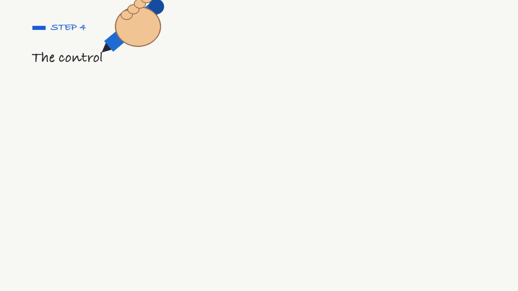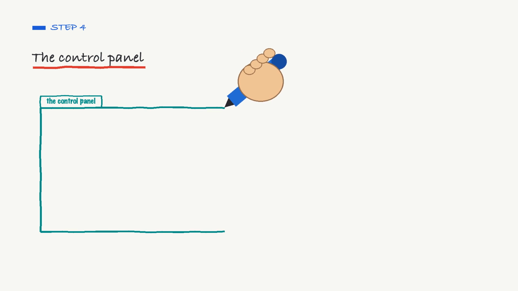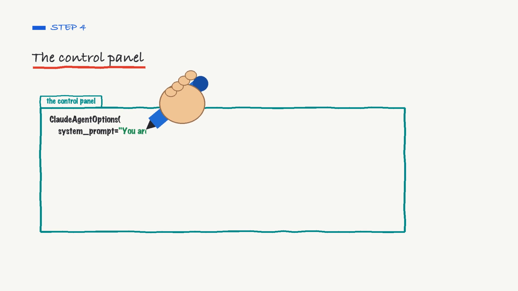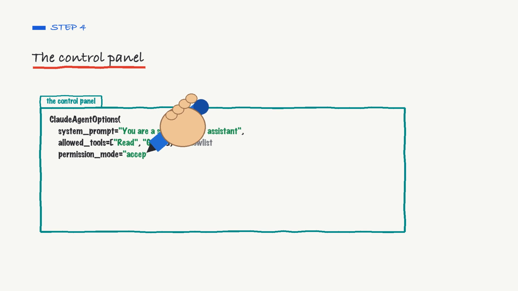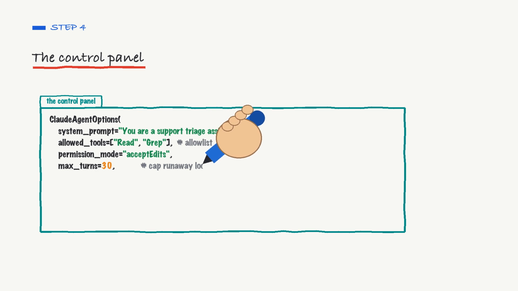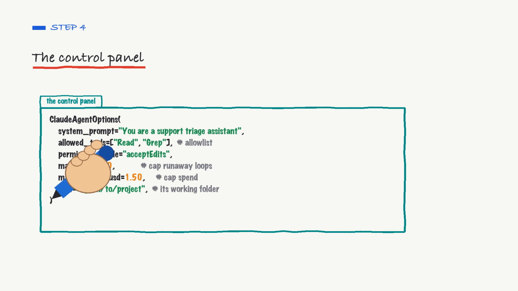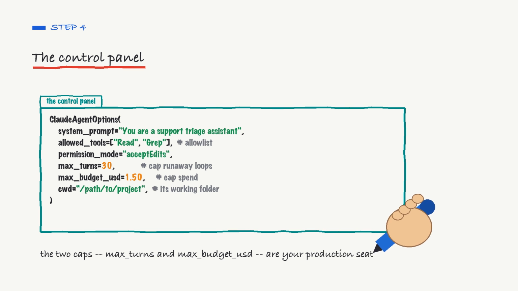Step 4. ClaudeAgentOptions, the control panel. System prompt sets the persona. Allowed tools is your allow list. Only what's named can run automatically. Permission mode we'll cover properly in a minute. And then 2 settings I consider mandatory in production: max turns, which caps runaway loops, and max budget USD, which caps spend. The SDK stops the run when either is hit. Add cwd to point the agent at the right working folder, and you've configured 90% of what matters.